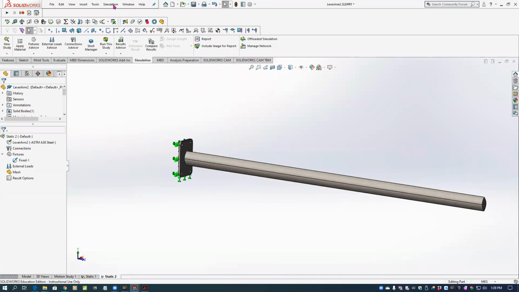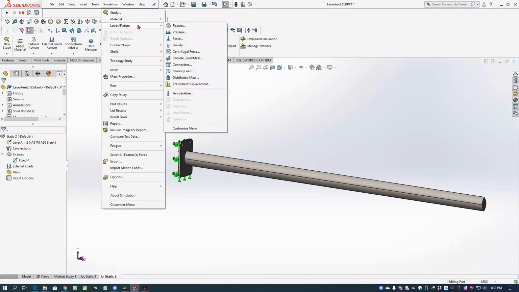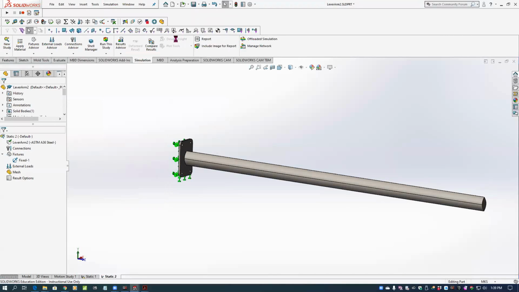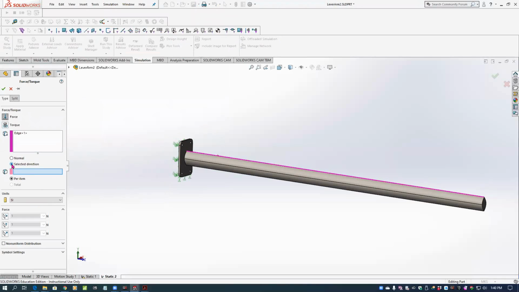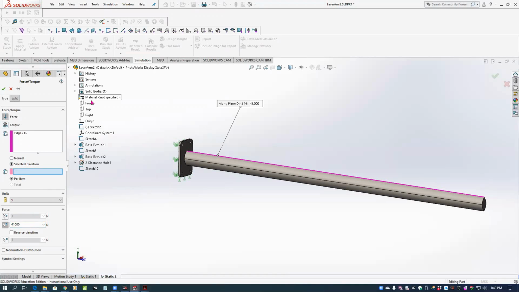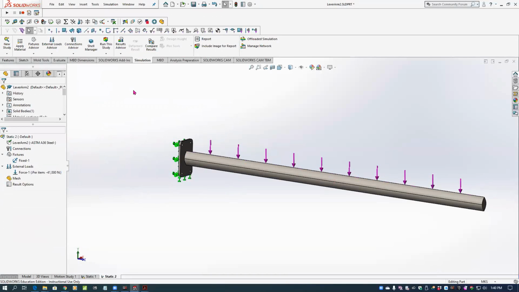And then we'll place our load, simulation, come down here to force. I'm going to place the weight of the beam right on top of that. So my edge is selected. I'm going to say the selected direction for the total weight was 41,000 newtons. And the direction is going to be with respect to my front plane. And let's reverse the direction so we get it coming down. So we have 41,000 newtons placed, distributed across the full length of that beam.